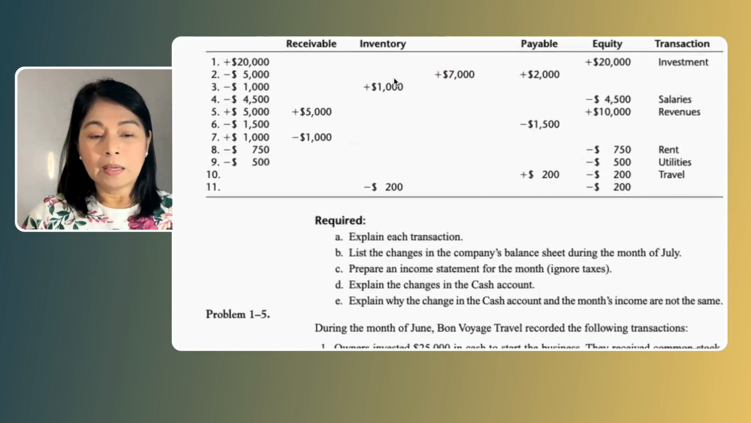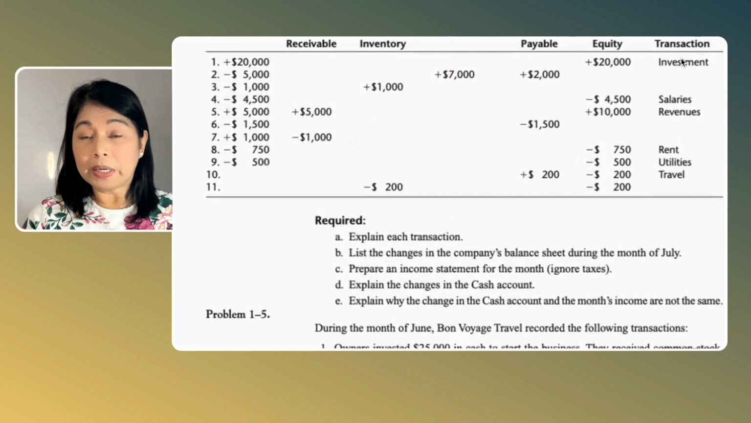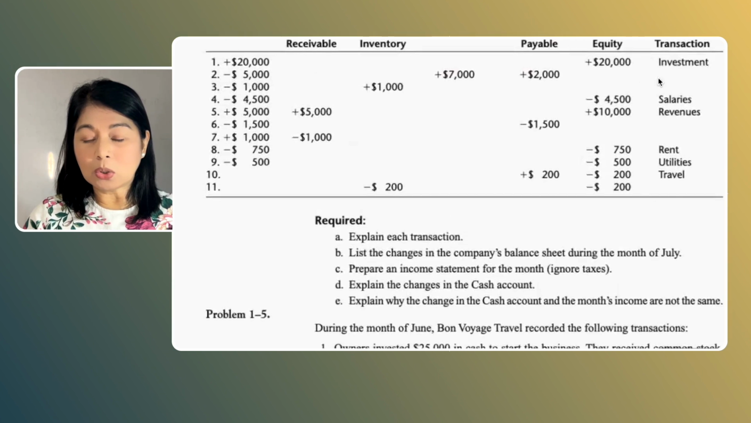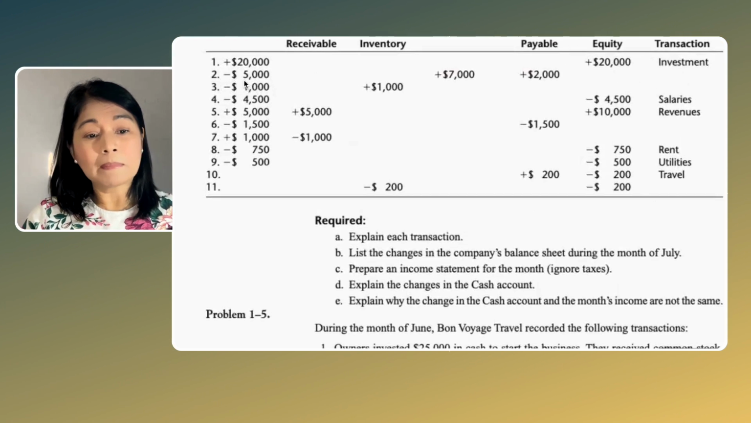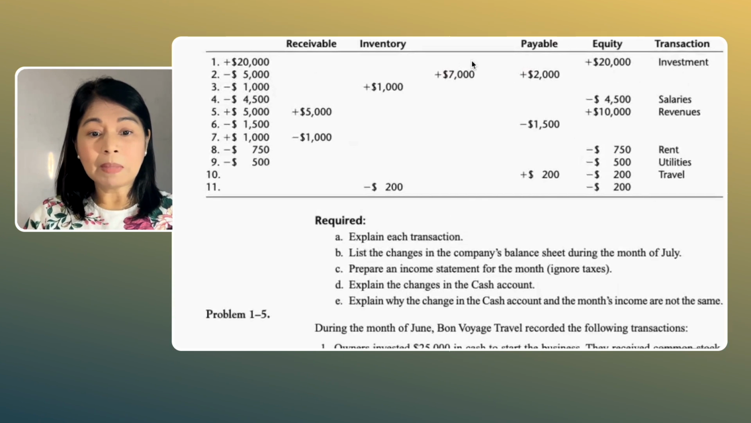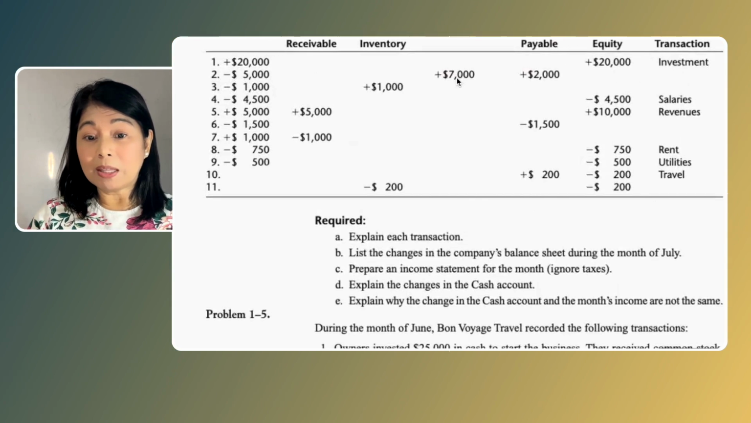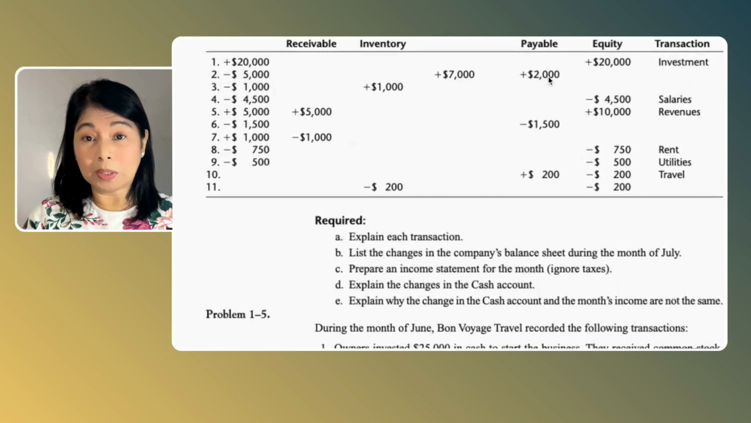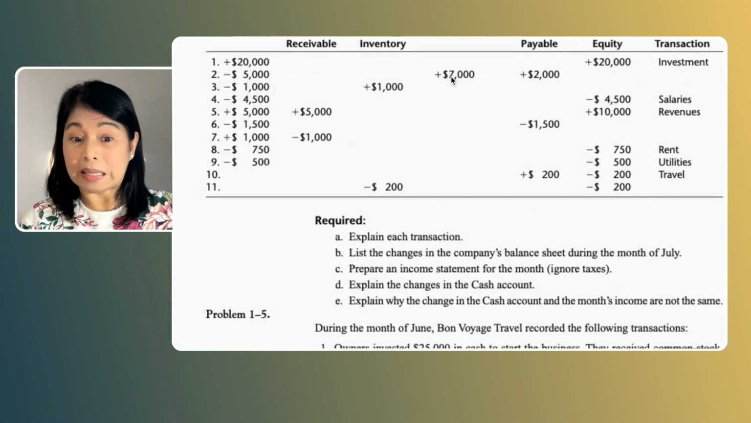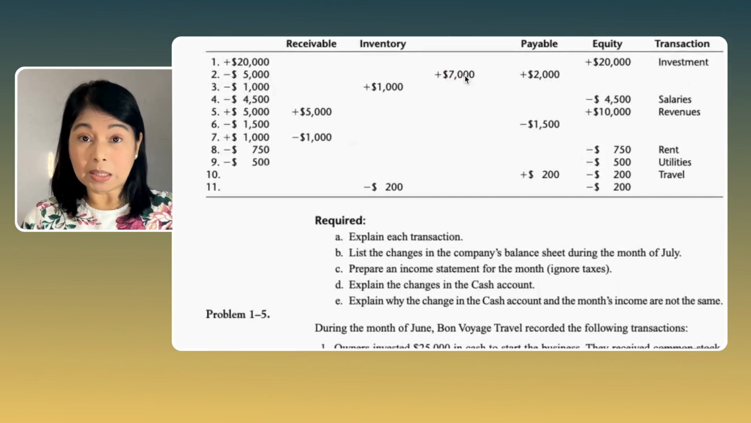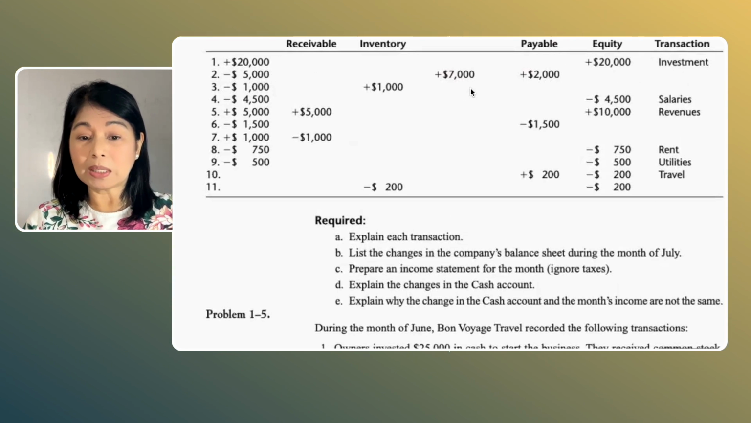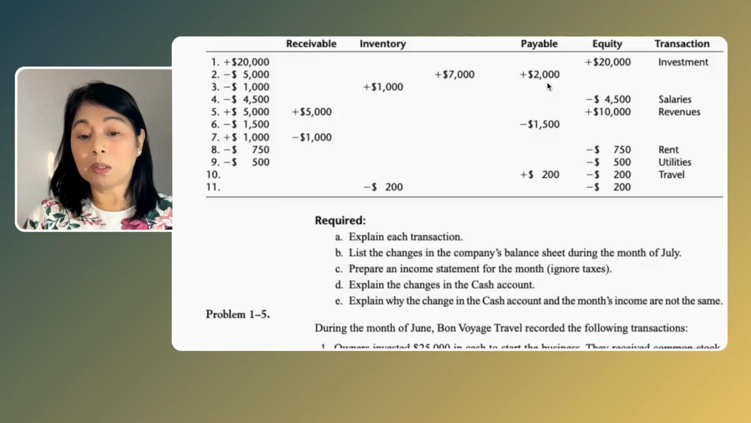So here, we are in letter A, explain each transaction. Number 2, there is no description here, but we can say cash is reduced by 5,000. Equipment has an additional 7,000. Accounts payable is 2,000. Is there an equality here? Yes, the left side is net 2,000, still positive. 7,000 plus negative 5,000 is positive 2,000, which is equal to accounts payable of 2,000.